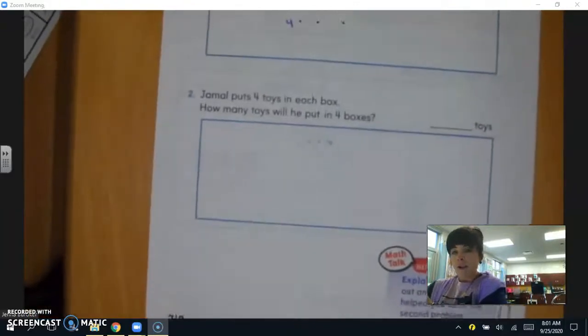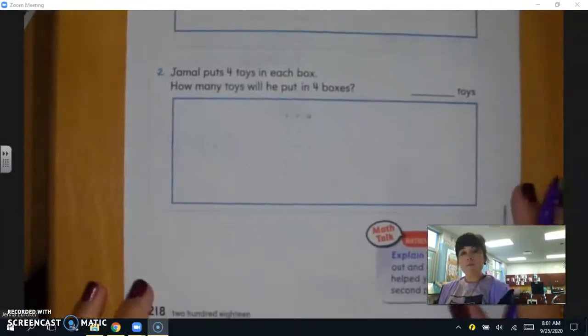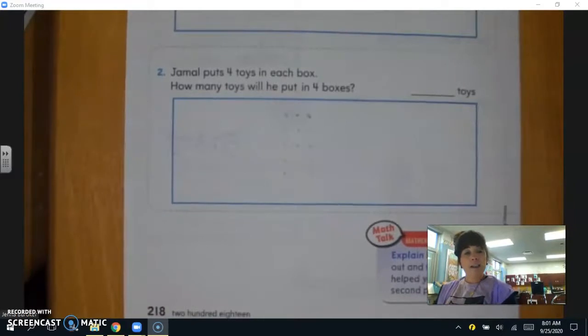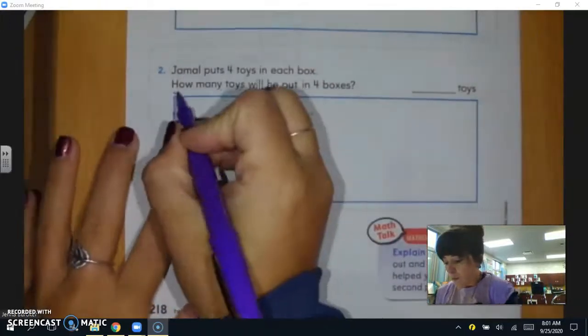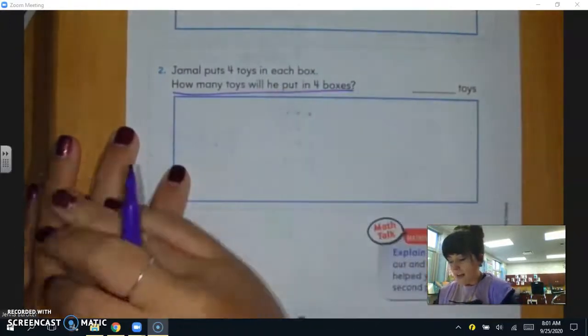Let's go down to number 2. Let's try that one. It says, Jamal puts 4 toys in each box. How many toys will he put in 4 boxes? Okay, so let's read that again. Jamal puts 4 toys in each box. How many toys will he put in 4 boxes? So this is a little bit different. We're talking about boxes now, not rows, but we still have to draw it out, okay? So they're asking us, how many toys will he put in 4 boxes?